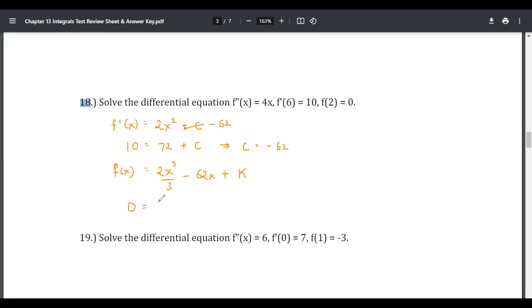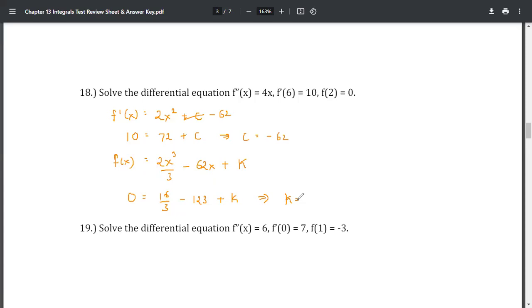So then you have 0 equals 2 times 2 cubed over 3 minus 62 times 2 plus c. I mean k, sorry. So 2 times 2 equals 4, 4 times 2 equals 8, 8 times 2 equals 16. 16 divided by 3, leave it as a fraction. So that's 16 over 3 minus 62 times 2.